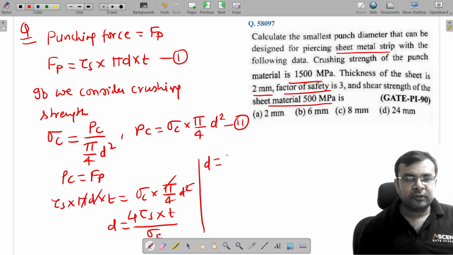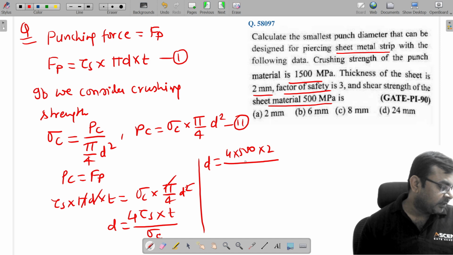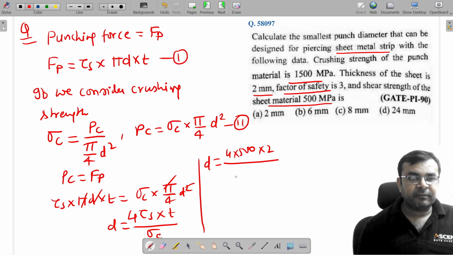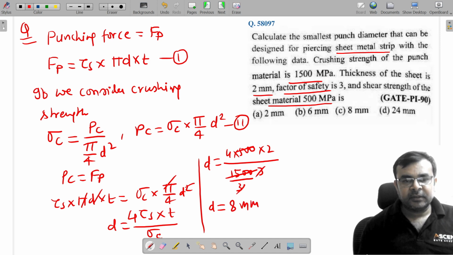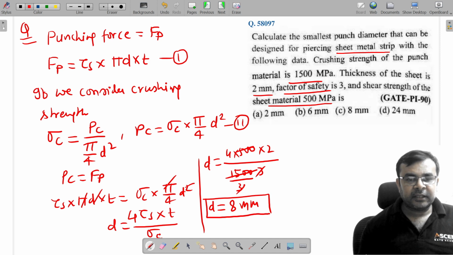So now if we put these values here, so 4 into 500 into thickness is already given, that is 2. And yes, if we use factor of safety, so simply instead of writing 1500 megapascal, instead of this we write 1500 by 3. So if you calculate this, then you can see here, this is 8 mm. Is it right? This is 8 mm. So the correct answer is 8 mm. Option C is the right choice.